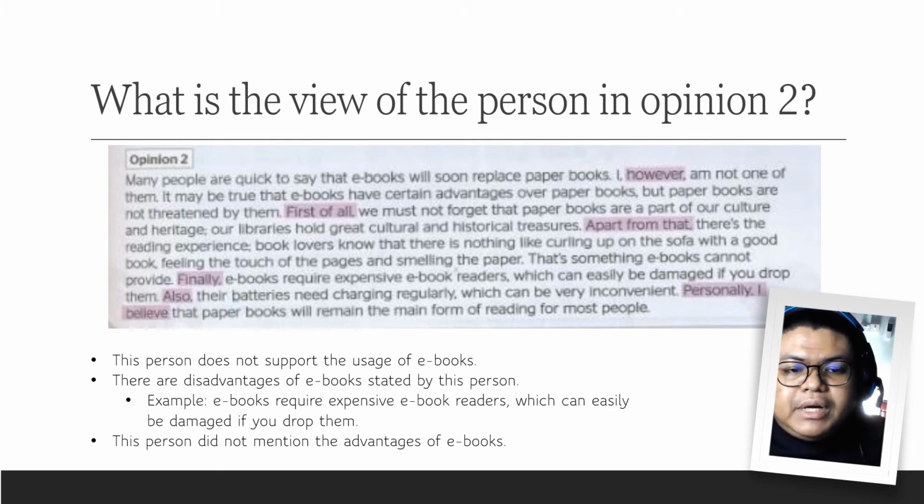So it is clearly stated in this opinion that this particular person disagrees with the usage of ebooks. So how do we do this? How can you show your opinion or your view on the matter by stating advantages and disadvantages? Let's move on to the next slide.